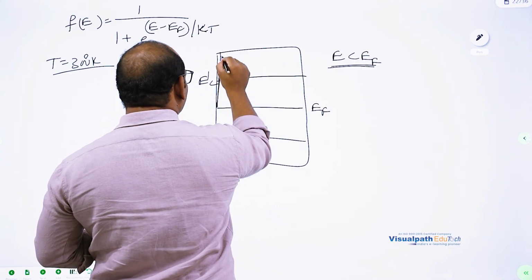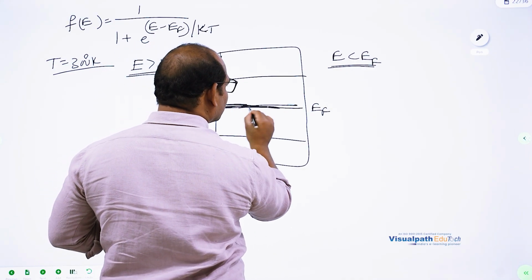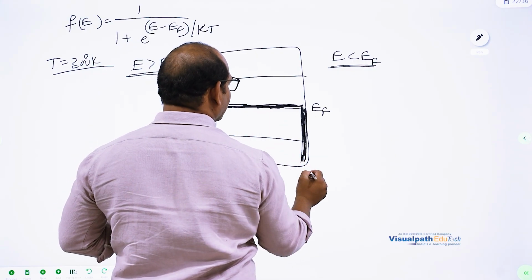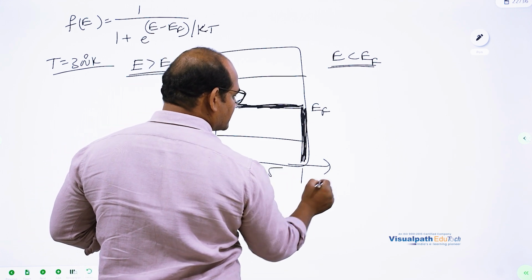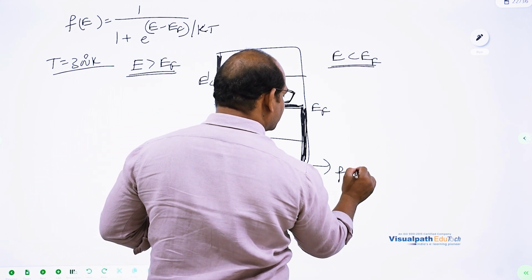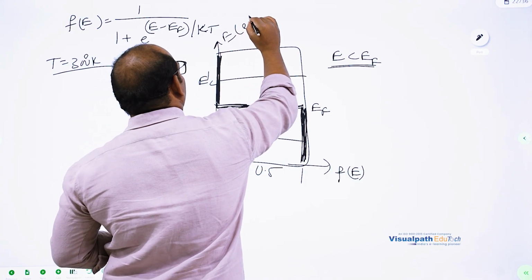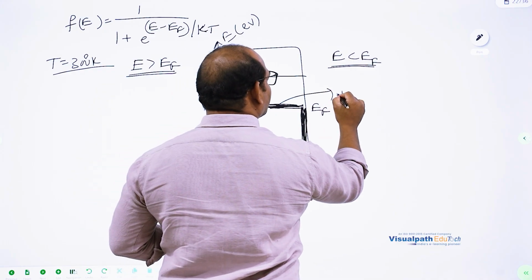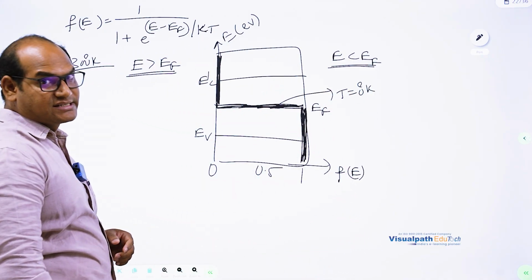At T is equal to 0 degrees Kelvin, we got the Fermi level like this, the relation between probability and energy. This side we have the probability 0, 0.5, and 1. Here f of E, or the probability, is available. On the y-axis, as usual, you will get energy in electron volts. This curve is valid for temperature equal to 0 degrees Kelvin. But now I changed the temperature up to 300 degrees Kelvin.